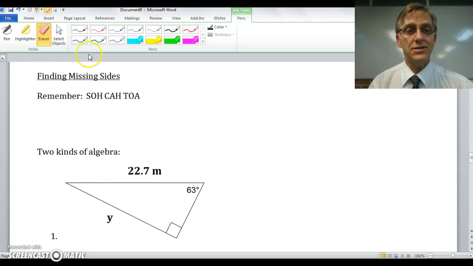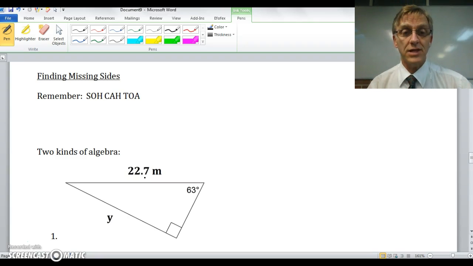This one contains the notes on SOH, just to remind you what that's about, and also another example on finding a missing side. The next video contains a harder example, and you should go and have a look at that straight away if you really understood the introduction already. So let's just have a go through what SOH CAH TOA was about.